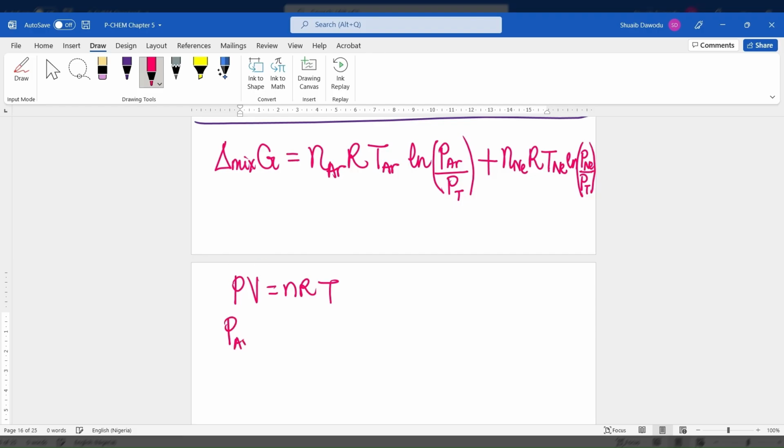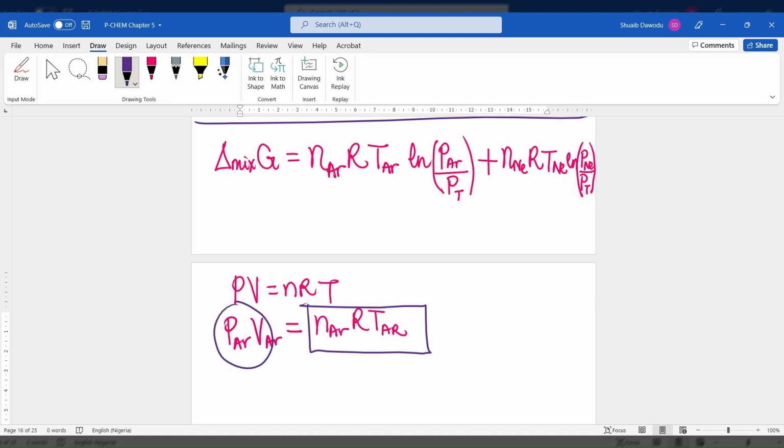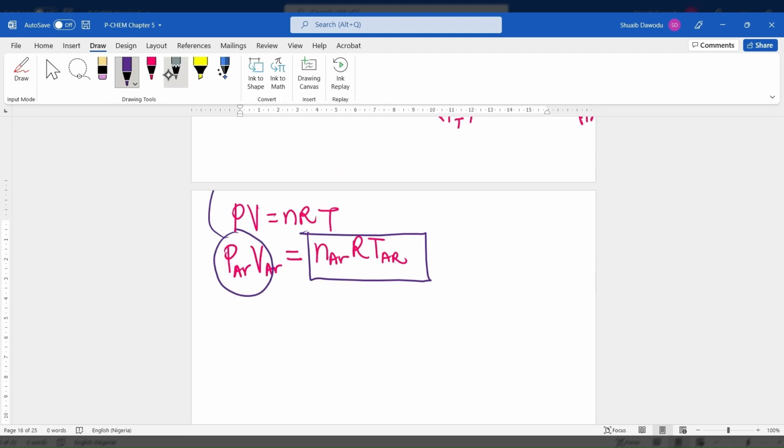So the pressure of argon multiplied by the volume of argon is equal to the number of moles of argon multiplied by R multiplied by the temperature of argon. So rather than us determining the number of moles and making our work longer, one thing we can simply do is substitute PV in this part, and then we do the same thing for neon as well. Remember, for neon, the pressure of neon multiplied by the volume of neon is going to equal the number of moles of neon multiplied by R multiplied by the temperature of neon. So we can just simply substitute.